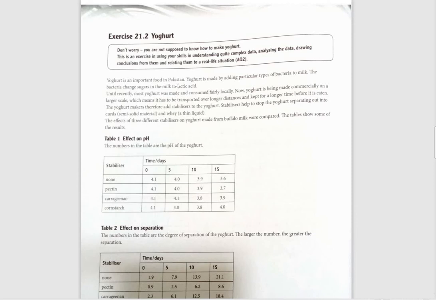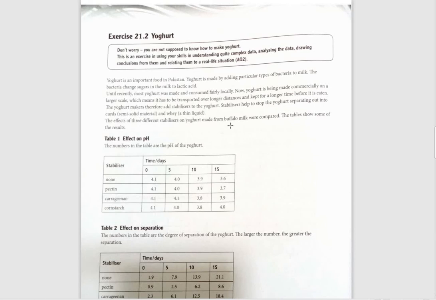Yogurt is an important food in Pakistan. Yogurt is made by adding particular types of bacteria to milk. The bacteria changes sugars in the milk to lactic acid. Until recently, most yogurt was made and consumed fairly locally. Now yogurt is being made commercially on a larger scale, which means it has to be transported over larger distances and kept for a longer time before it is eaten. The yogurt makers therefore add stabilizers to the yogurt. Stabilizers help to stop the yogurt separating out into curds, the semi-solid material, and whey.